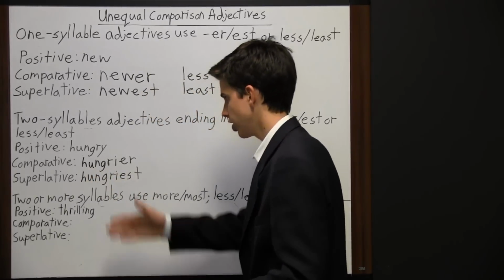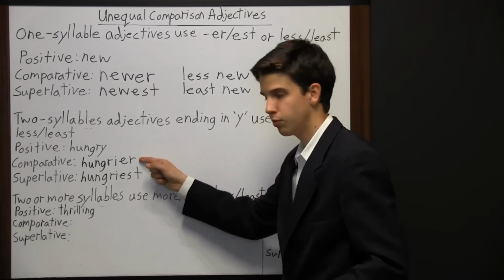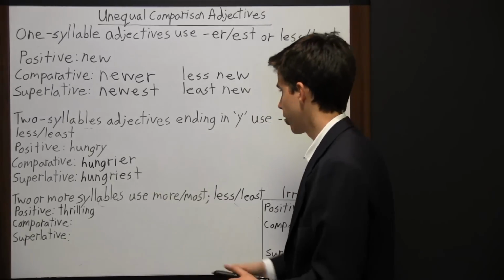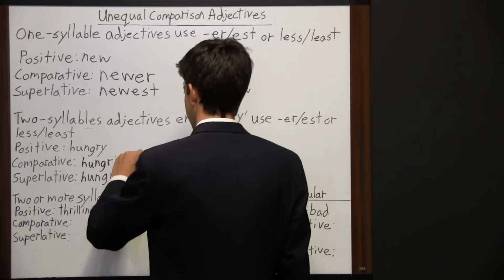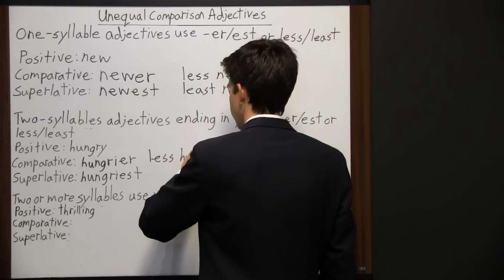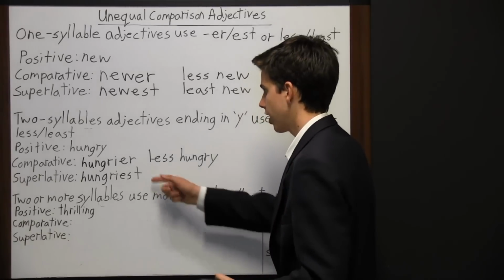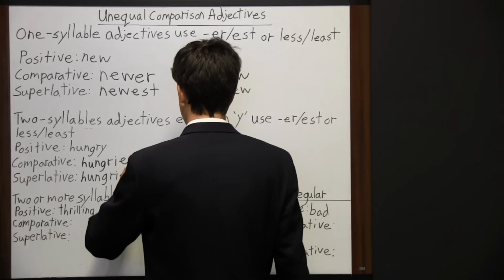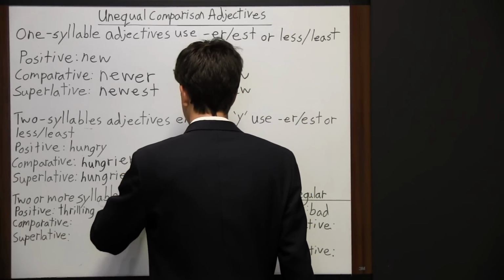So if you have one person, you would describe them as hungry. With 2 people, you would describe one person as being hungrier, or describe the other person as being less hungry. If you have 3 or more, you would describe one person as being the hungriest, or you would describe someone as being the least hungry.